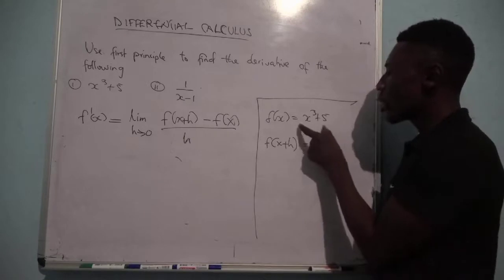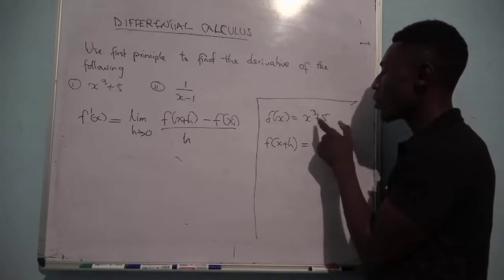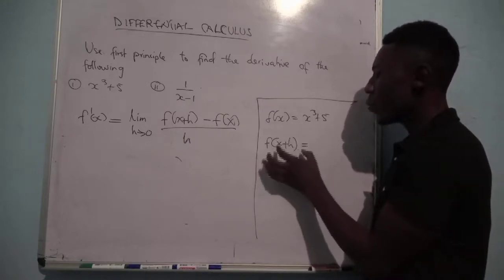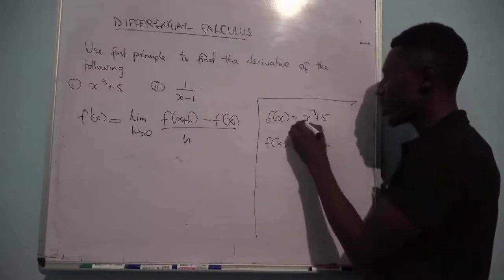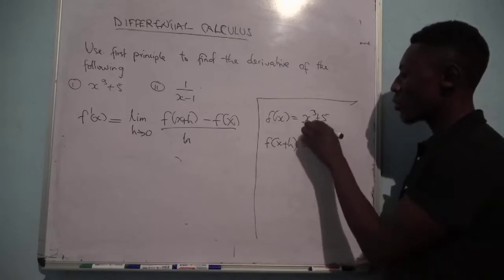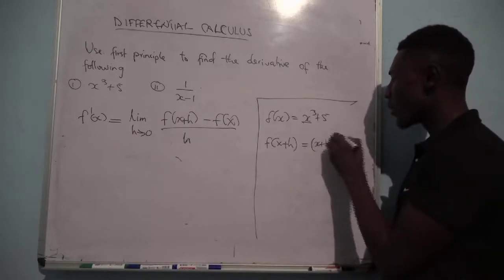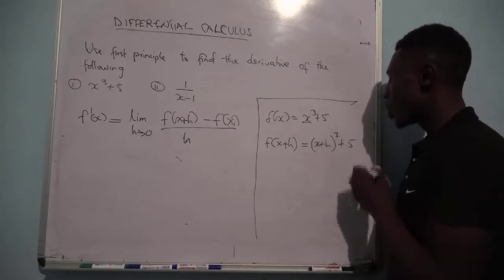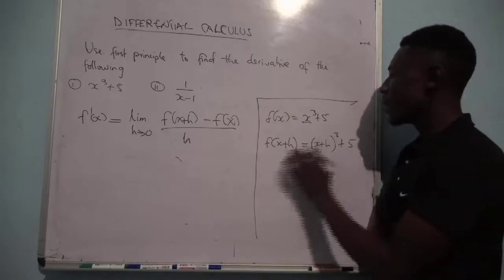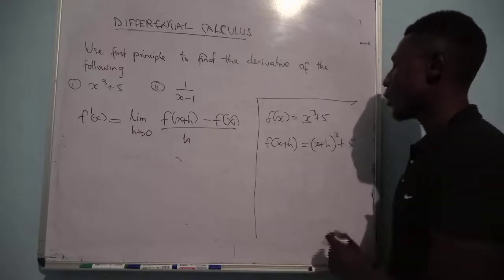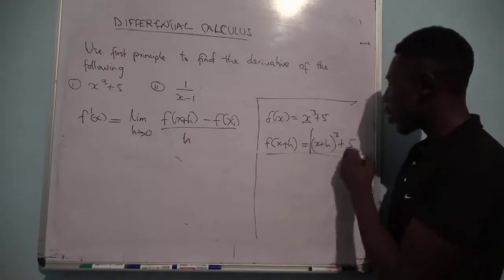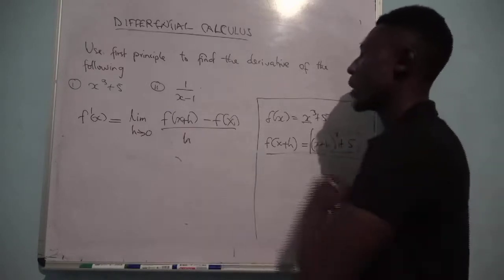Looking at the function, you have x to the power 3 plus 5. Substituting f of x plus h means that we are going to get x plus h, to the power 3, meaning that even the power 3 is maintained, then plus 5. The 5 won't be affected here because there is no x in it, so you can't add h to 5. So this is what we're going to substitute for f of x plus h.